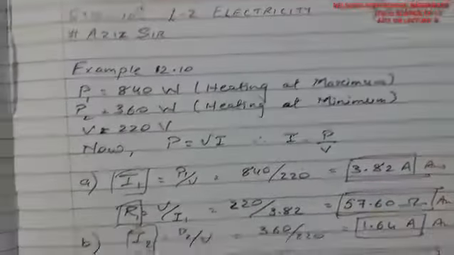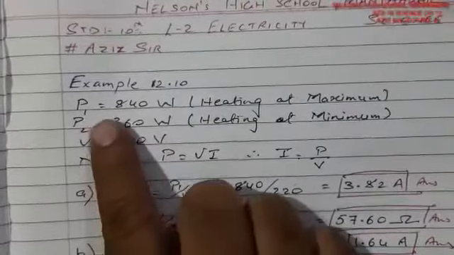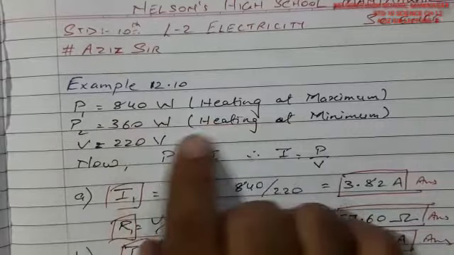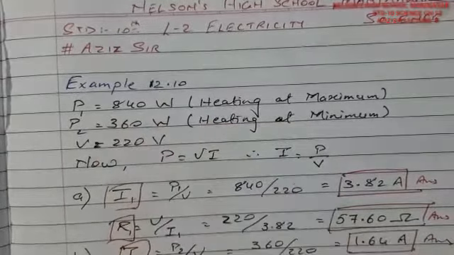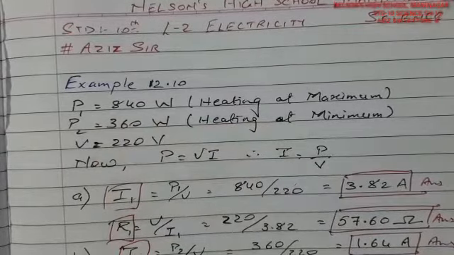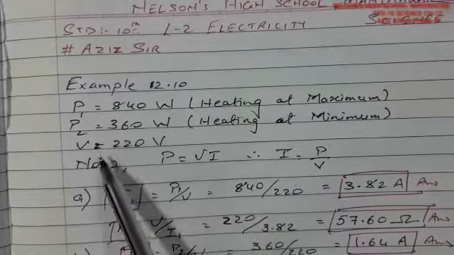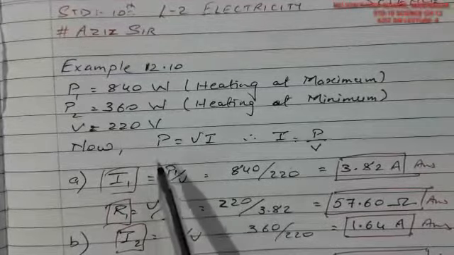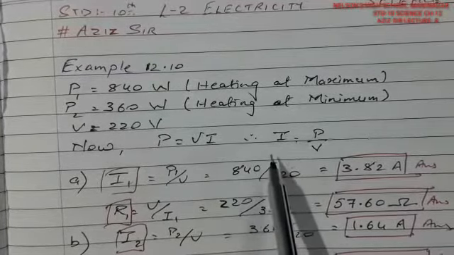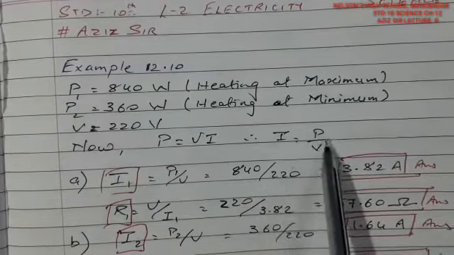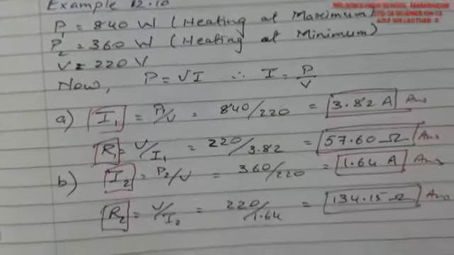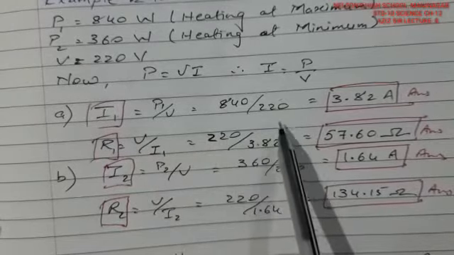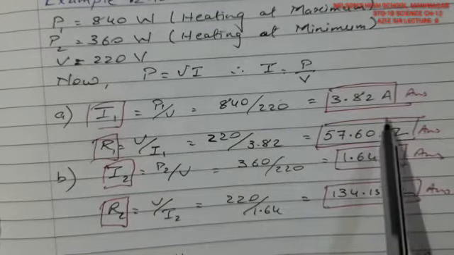So we have two power consumptions. The first power consumption is 840 watts, that is maximum heating, and 360 watts, that is minimum heating. Now the voltage is 220 volt. So we know the equation P is equal to V into I. Here we want to find the current, so current will be equal to power upon voltage. So in the first case, the current will be P upon V. So 840 upon 220 comes out to be 3.82 ampere.